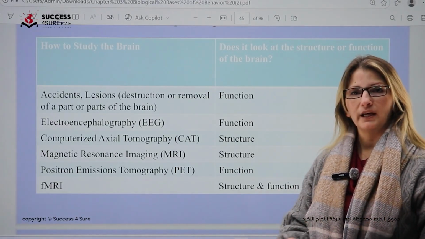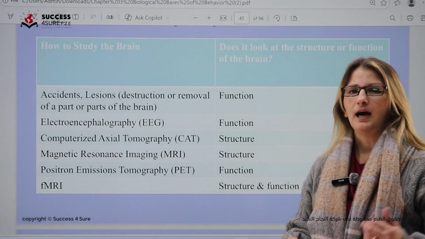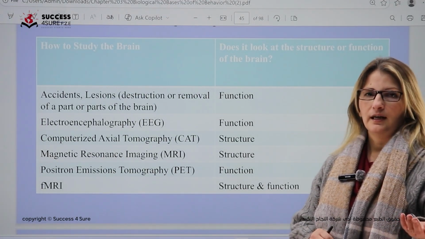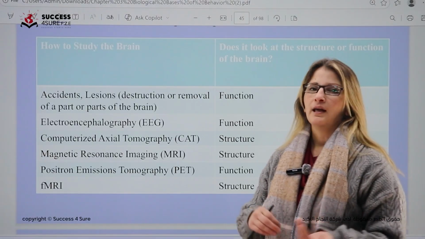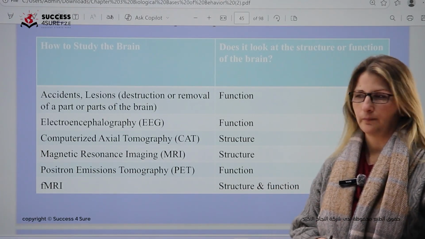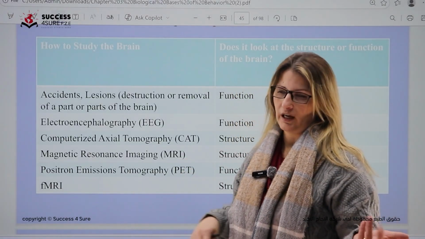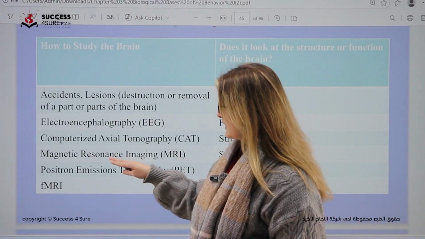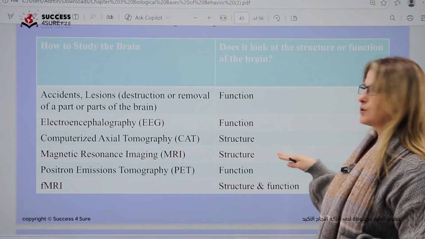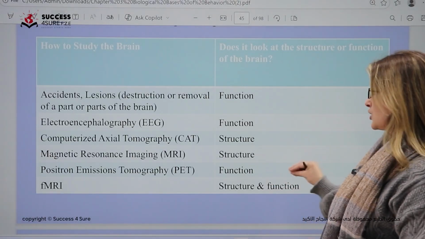So we need to have a blend of two tools of investigation if we want to deal with the structure and the function of the brain, like the EEG, for example, for examining the functionality of the brain, and the CAT if you want to examine the structure of the brain. Moving now to the MRI, it's known by everybody. The MRI is magnetic resonance imaging, and it is also used to investigate and examine the structure of the brain.